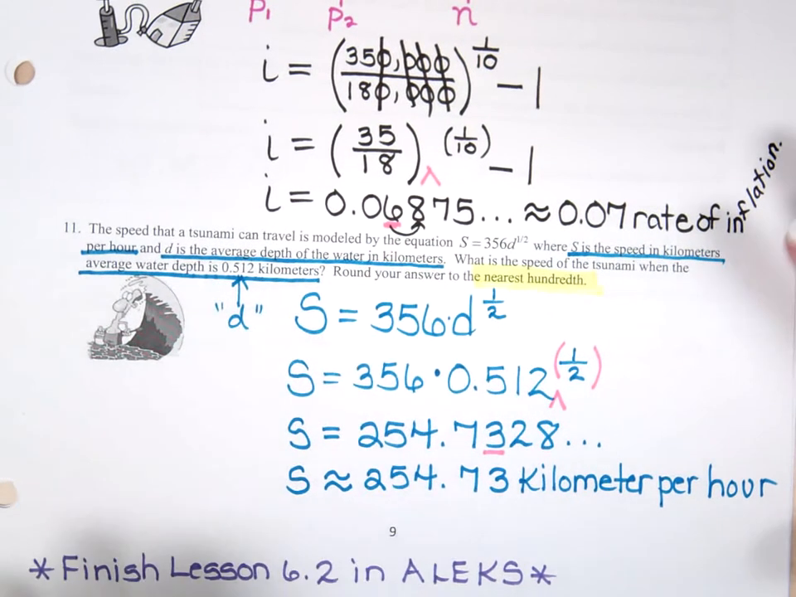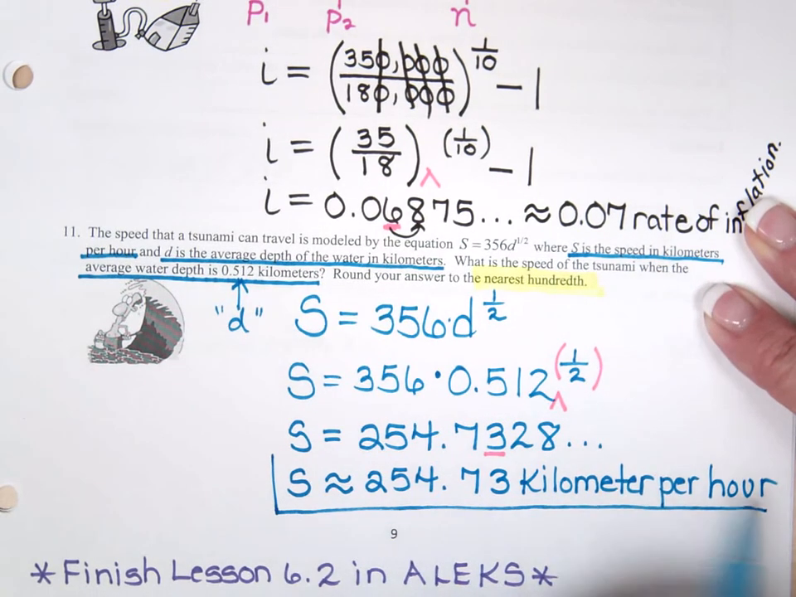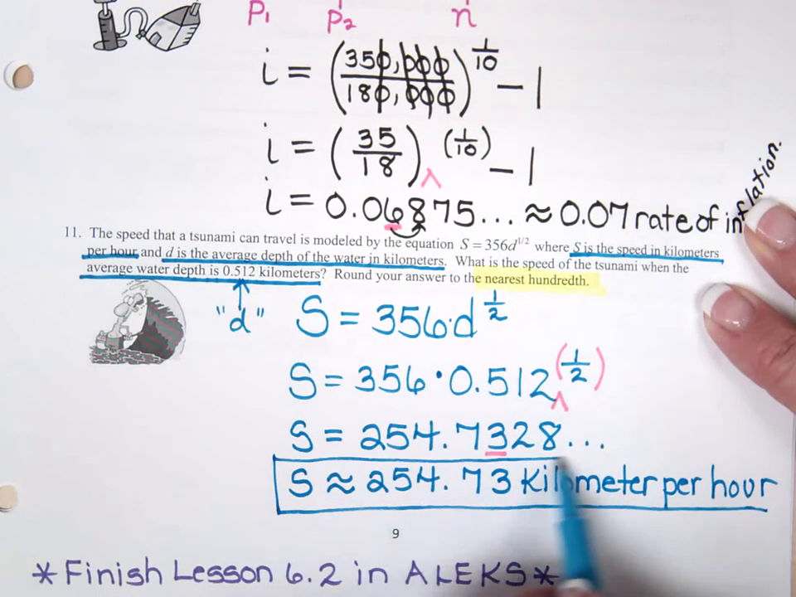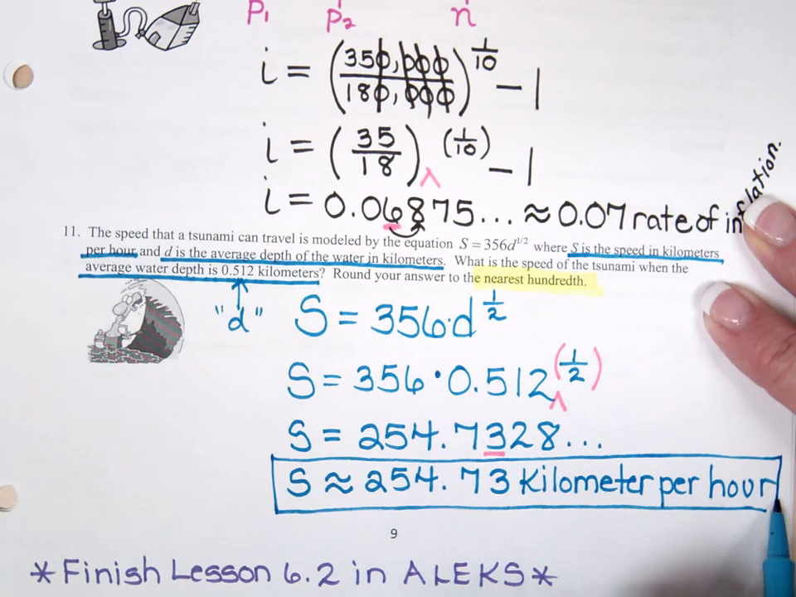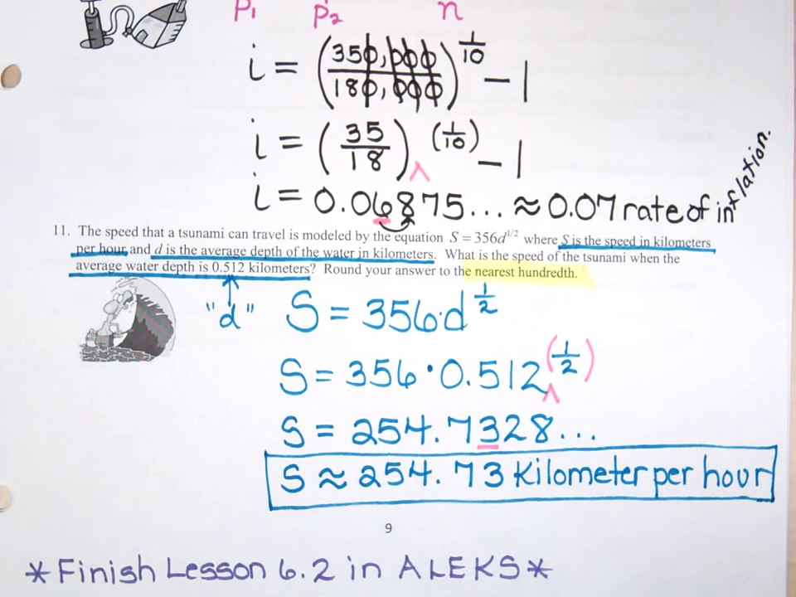So those problems on Alex will just be plug and chug problems. They're just testing to see if you can type it into the calculator correctly and know how to put the correct labels on. So that's the end of 6.2, so you can finish up all your 6.2 problems in Alex now.